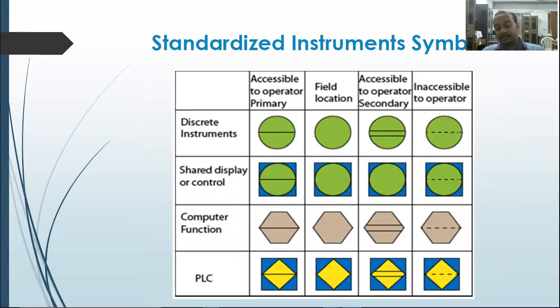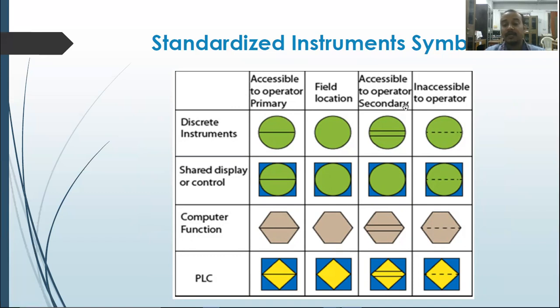Not only the lines or the connections from one end to the other, the standardized instrument symbols also need to be identified from the P&ID diagram. In the column, you can see it is written accessible to the operator, primary. If you have an idea about the HART protocol, we are talking about two operators. One is the primary master, another one is the secondary master. The primary master is mainly associated with the control room, who is sitting in the control room.